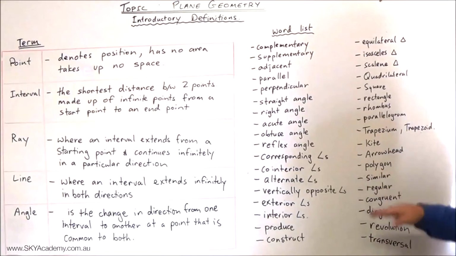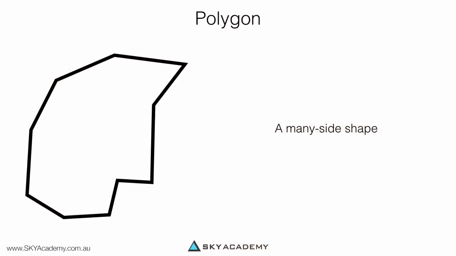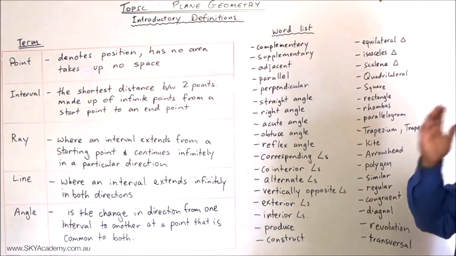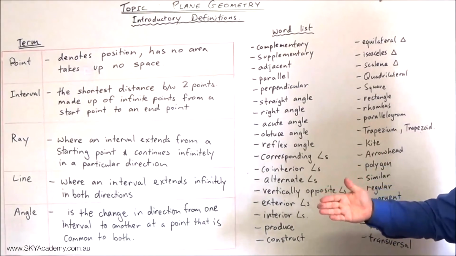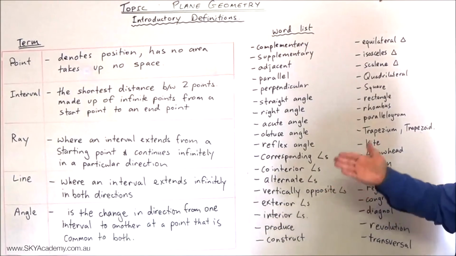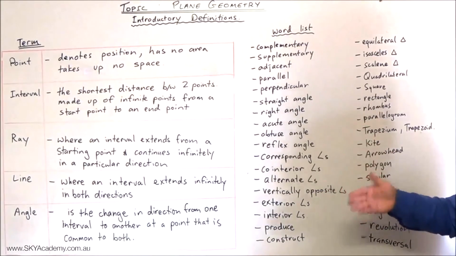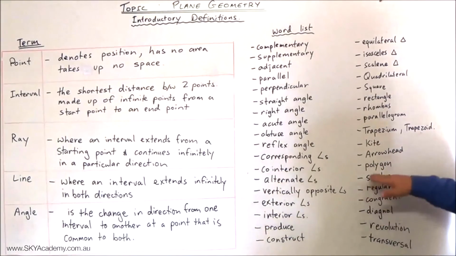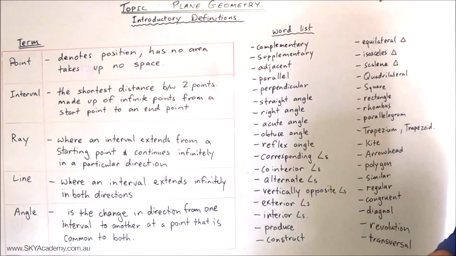A polygon is a many-sided shape, right? And then you'll go through what a five-sided shape is called, a pentagon. Hexagon is a six-sided shape. Heptagon is a seven-sided shape. Octagon, nonagon, decagon, etc. But you don't need to know that. You just need to know what a polygon is.